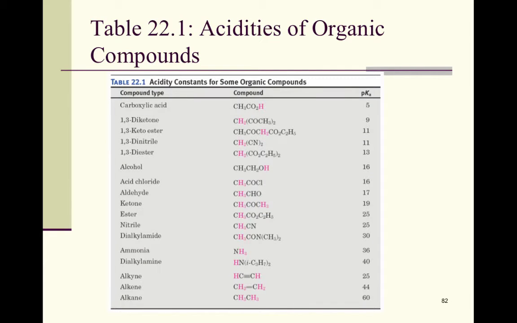Table 22.1 in your textbook shows acidity constants for some organic compounds. Carboxylic acid has a pKa of 5. An alkane way down at the bottom here has an acidity of 60. Alkanes aren't known to be very good acids at all. These hydrogens don't want to get out of there. But as we work our way up this table, we can start seeing the different acidic hydrogens and the increasing acidity.